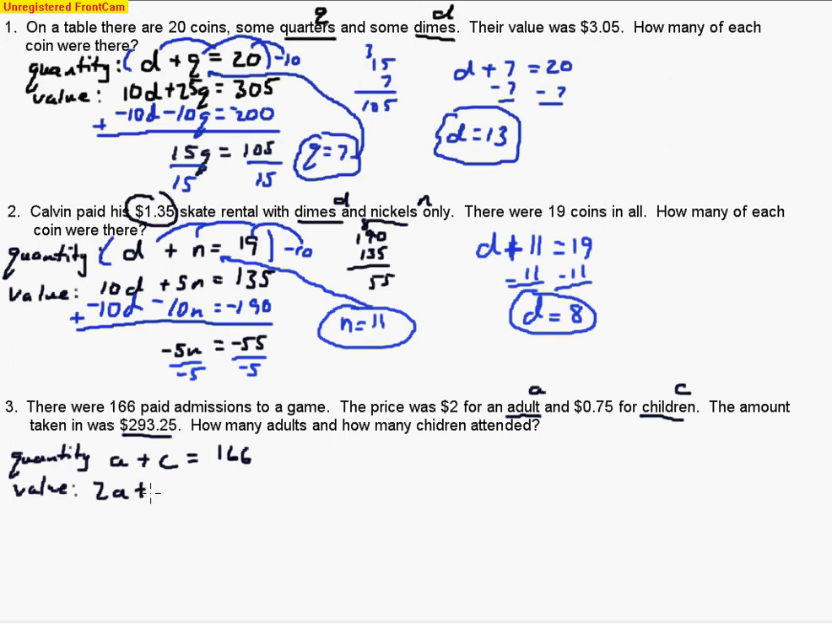Okay, I could change it right now to just dollars, but then I'm going to have huge numbers. So I'm going to leave it as 75 cents. It might be easier in this case, because I would have to change this to 29,325. And I think I'll just stick with the dollars and cents for now. If you want to, you can get rid of the decimals, but I'm just going to leave them.